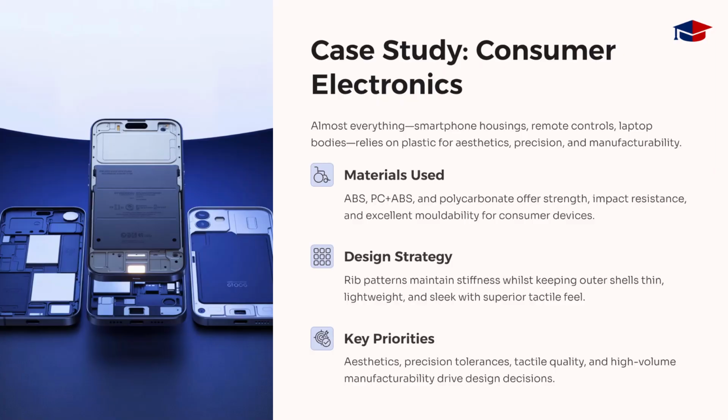To make this real, let's look at a few quick case studies. In consumer electronics, almost everything, from smartphone housings to remote controls and laptop bodies, is plastic. Here the priority is aesthetics, precision, tactile feel, and manufacturability. Plastics like ABS, PC plus ABS, and polycarbonate offer strength, impact resistance, and excellent moldability. Designers use rib patterns to maintain stiffness while keeping the outer shell thin, lightweight, and sleek.